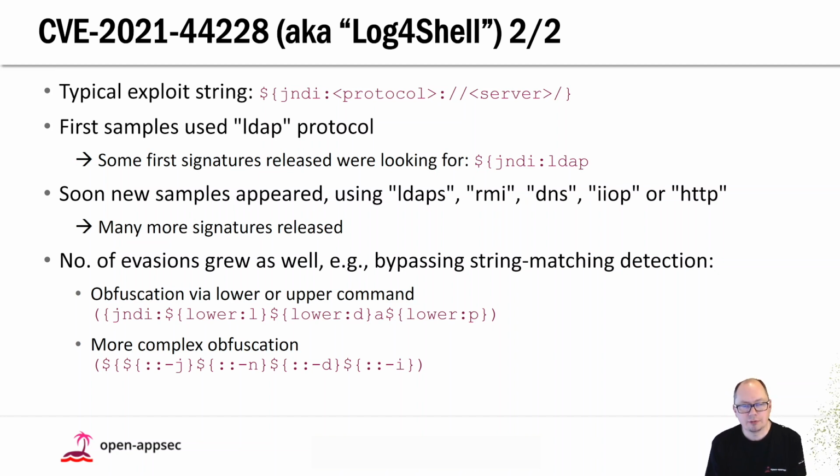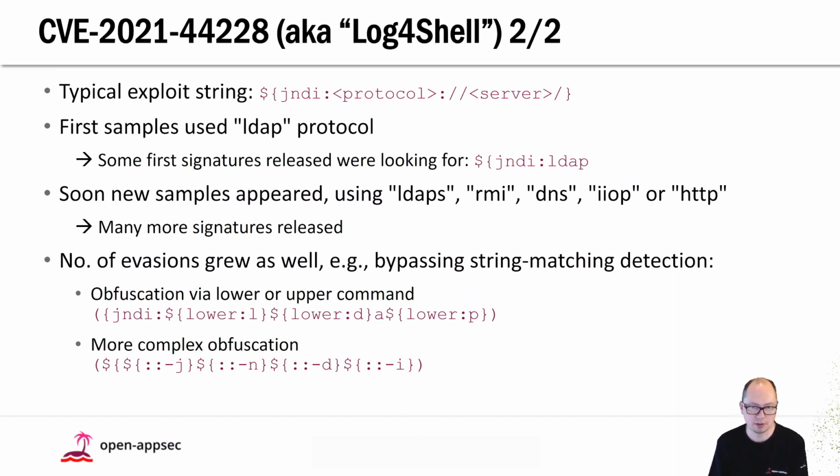So in this Log4Shell example, the typical exploit string looked like this in the beginning. You had ${jndi:, then a specific protocol, which could be, for example, LDAP, and then the server that the connection should go to. And in the first samples, always LDAP was used. So the first signatures we saw being used by WAF vendors were actually looking for the string ${jndi:ldap. But it didn't stop there, and soon new samples appeared, and then they switched to using different protocols.